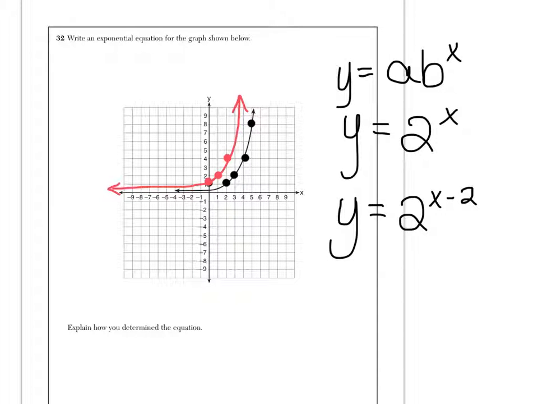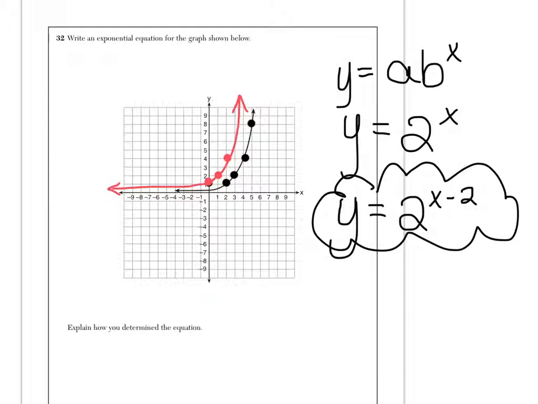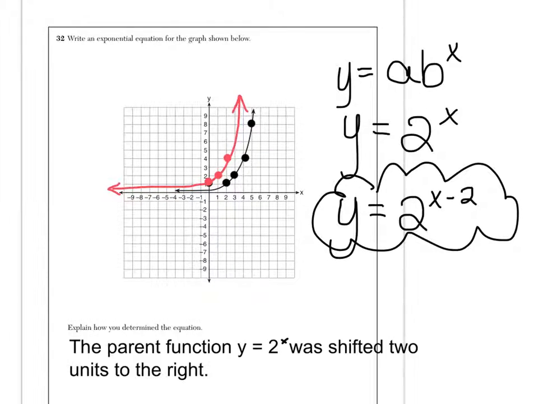So this is one way of doing it, and I'm going to explain this process. But if you came up with something else that was a little bit different, there was actually another equation that you could have gotten for this. We'll talk about that in just a moment. So let me just type up a little blurb of what would be an acceptable answer of all this work that I just explained above. Okay, so really all you had to say was that the parent function was shifted 2 units to the right.